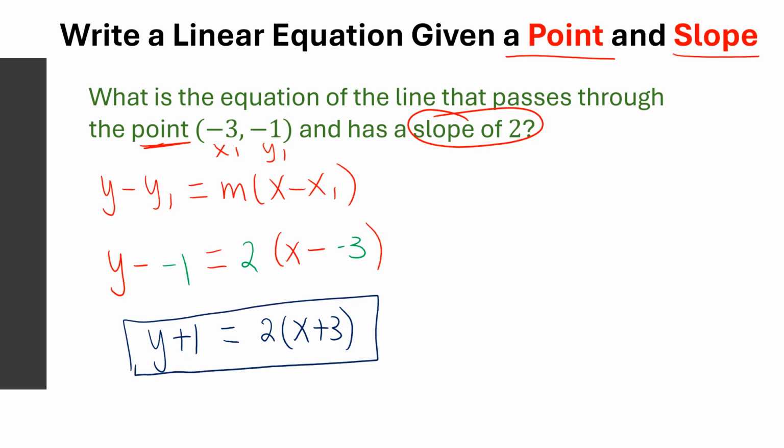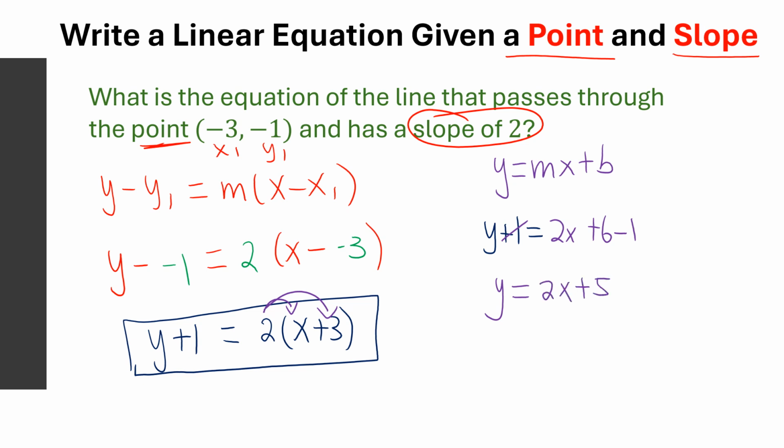Now, if you want your answer in the slope-intercept form, which is y equals mx plus b, then you can use your point-slope form and convert it to slope-intercept form by distributing the 2. So therefore, what we have here is y plus 1 equals 2x plus 6. And then to remove the positive 1, you will subtract 1 from the other side. So my slope-intercept form is y equals 2x plus 5.